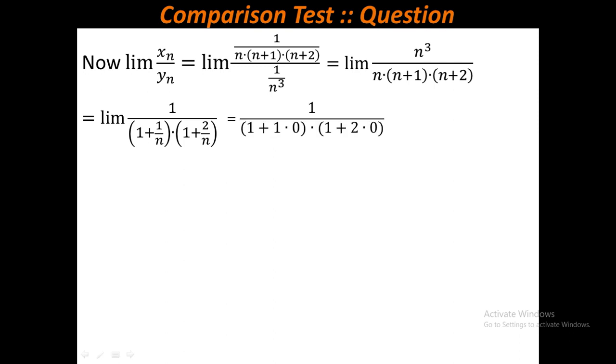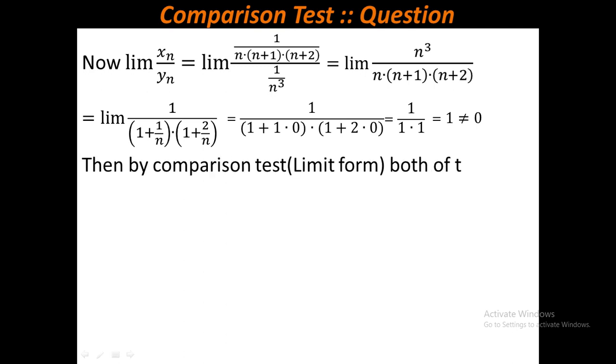and 1 plus 2 times 0. Actually, limit 1 by n is 0, you know this. So this is 1 plus 1 times 0 and this is 1 plus 2 times 0. As a result, 1 by 1 times 1, that means 1, which is a non-zero real number. So by comparison test, both the series xn and yn converge or diverge together.